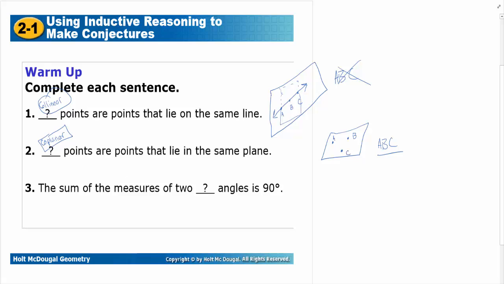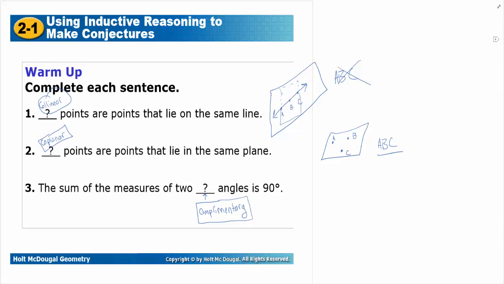Number 3, the sum of the measures of 2 blank angles is 90 degrees. Okay, so you got to remember 90 degrees, we're dealing with either complementary or supplementary. In this case, this would be complementary. So we got complementary angles are 2 angles that have a sum of 90 degrees. So again, that's a warm-up. In addition to this, there are other vocab words, so this is just a quick glimpse. A reminder that you still need to know the vocab words from Chapter 1. We're going to be using those as we do proofs. As part of our knowledge base is definitions, postulates, and then we'll be proving theorems.